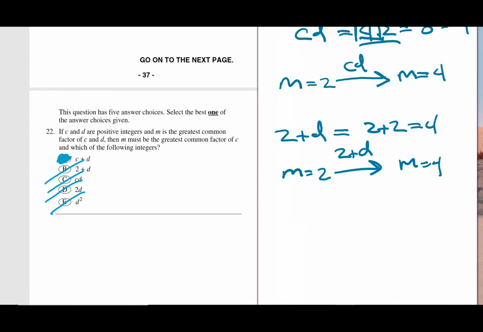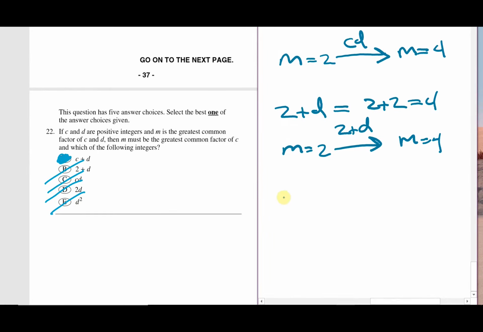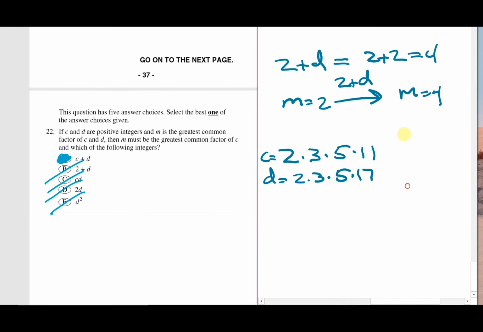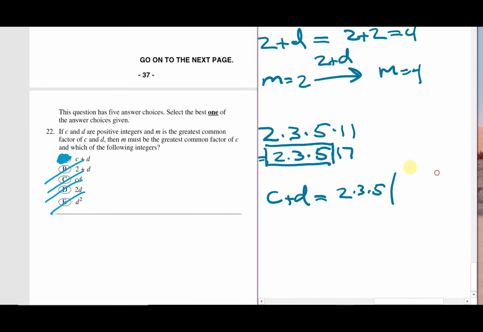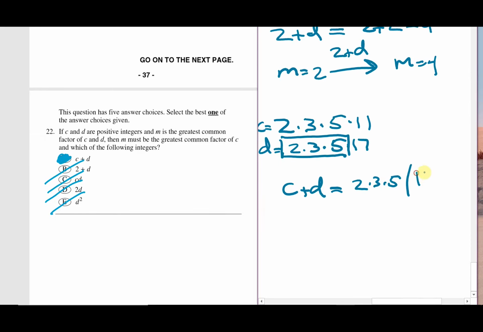And of course, anytime you have a factor, like I did 2 times 3 times 5 times 11, this could be C, and D is 2 times 3 times 5 times 17. So they have the same M, as 2 times 3 times 5 is the M. But right here, when you add C plus D, it's just 2 times 3 times 5, we're adding 11. This is C plus 17.